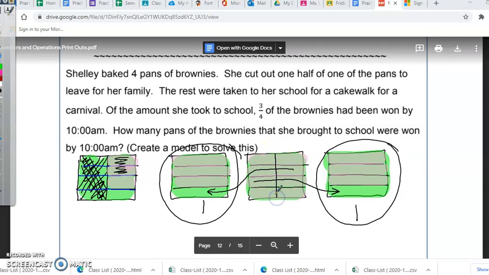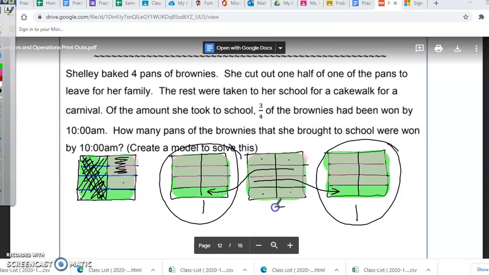Okay, now it doesn't affect that this line went right here. It doesn't affect that this line went right there. What it does help me with is that now I have 1, 2, 3, 4, 5 same size pieces. Okay? So I have 5 pieces, and how many pieces make up the whole? How many pieces make up 1 whole? 8. 1, 2, 3, 4, 5, 6, 7, 8. 8 pieces make up the whole.